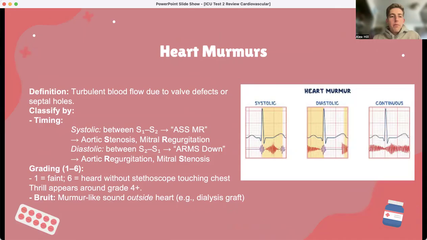Okay, I think we talked about this. So you can use these mnemonics. I think it's just easier if you just understand what's going on inside of the heart.